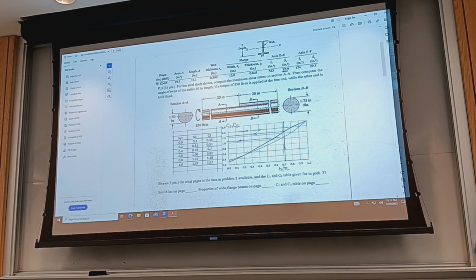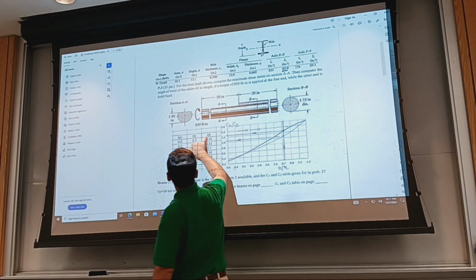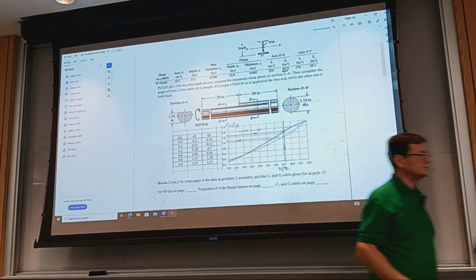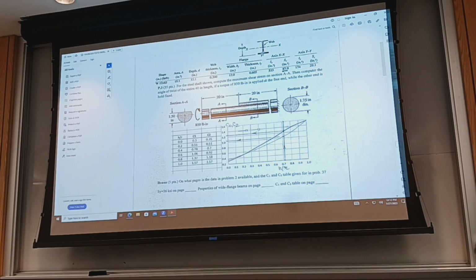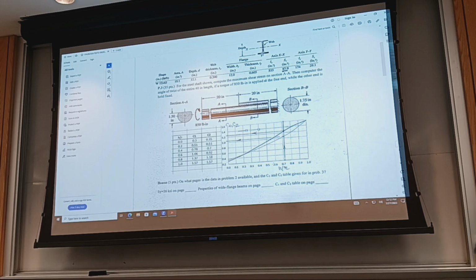I'm providing you the values, a table, to calculate these coefficients C1 and C2, and a graph. I used the graph. I understand some of you prefer to interpolate linearly between neighboring points, since the h over r is closer to 0.7, a little bit bigger.